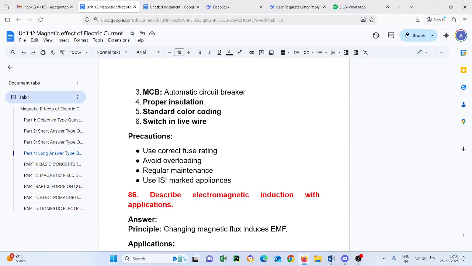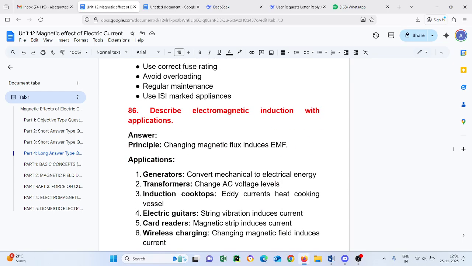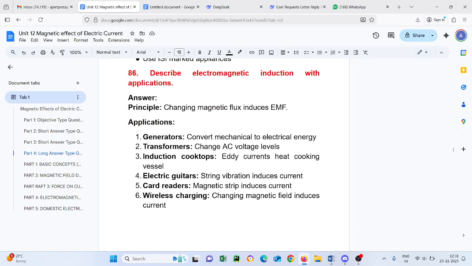Question number 86. Describe electromagnetic induction with appliances. Principle: changing magnetic flux induces EMF. Application: a generator converts mechanical energy to electrical energy.